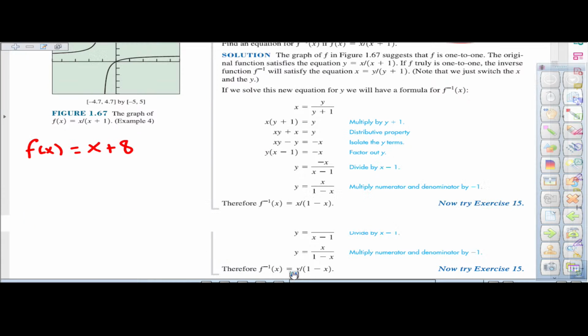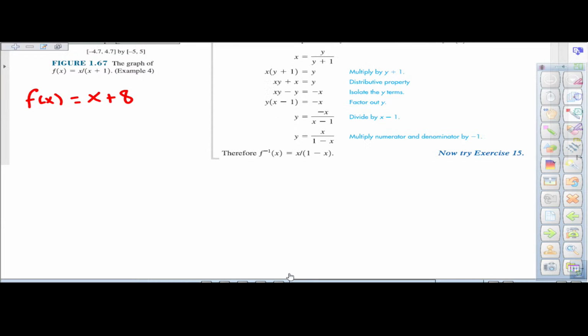And let's find the inverse of this function. Number 1, you've got to put this equation in terms of y. y equals x plus 8. Remember, f of x is y to us.